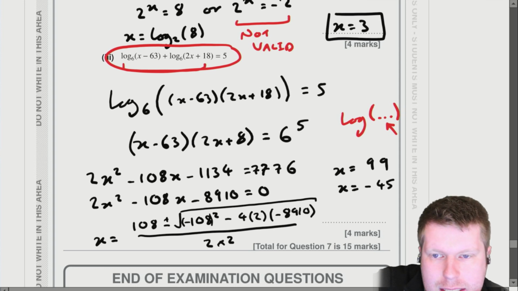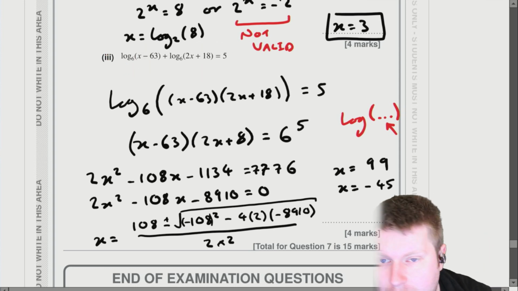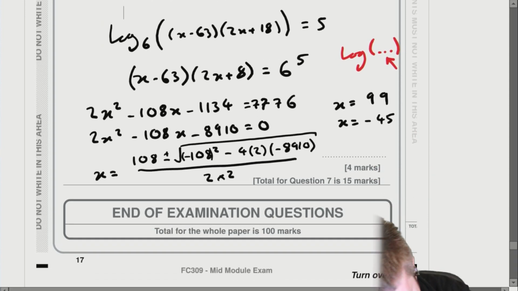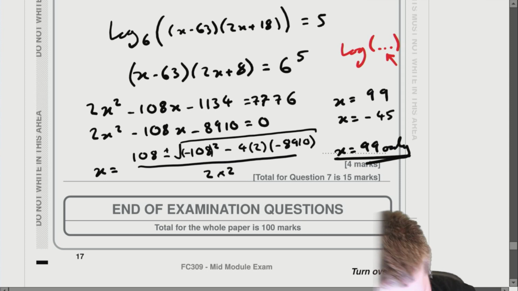Now, clearly, if I put negative 45 in here, that first logarithm isn't going to be valid, but 99 in here is valid in both logarithms. So as a result, the correct answer is x equals 99 only. Okay, so there we go.